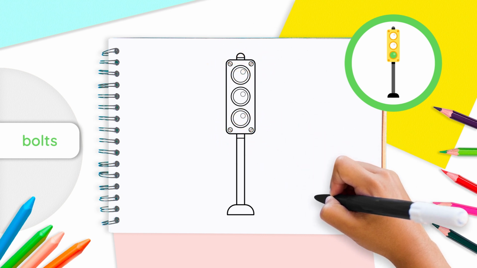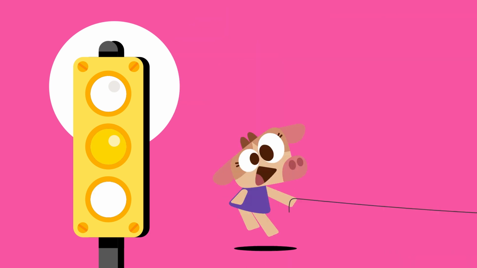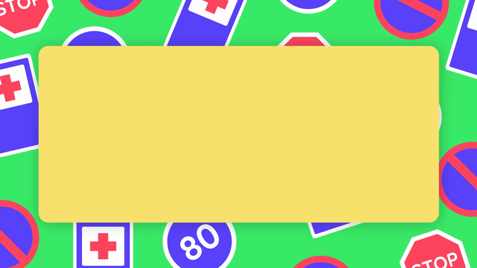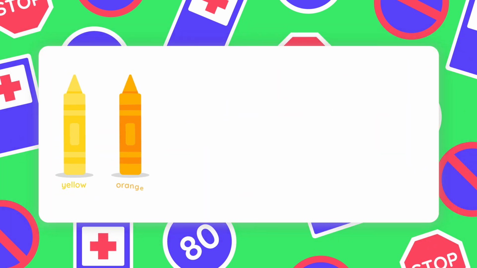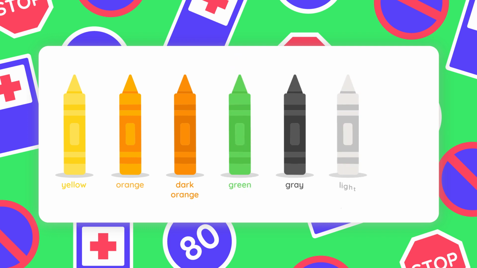Well done, everyone! Now it's time to color our traffic light. You can follow our suggestions or choose your own colors. It's up to you. For our traffic light, we will be using yellow, orange, dark orange, green, gray, light gray, and black.